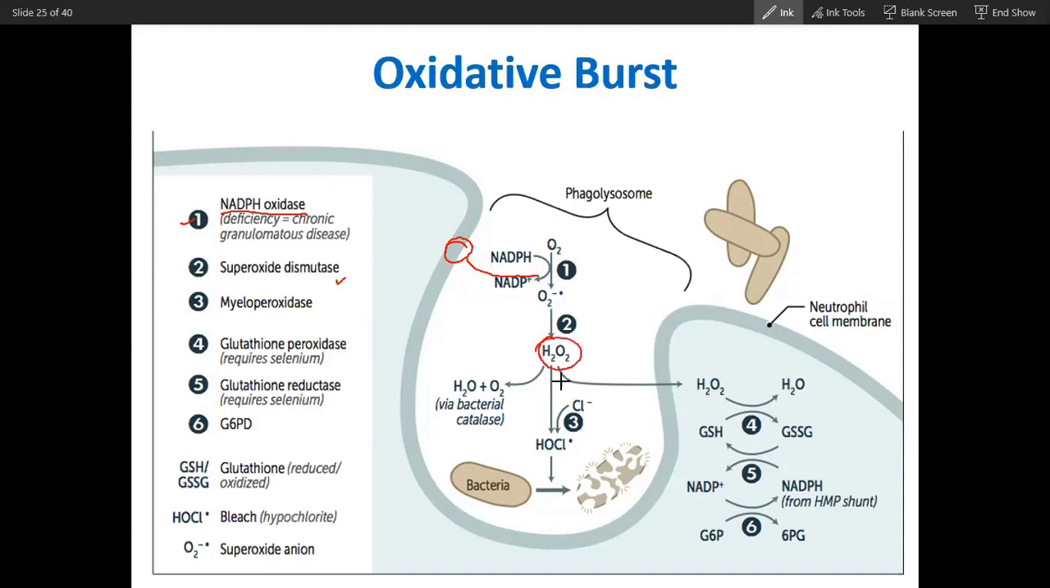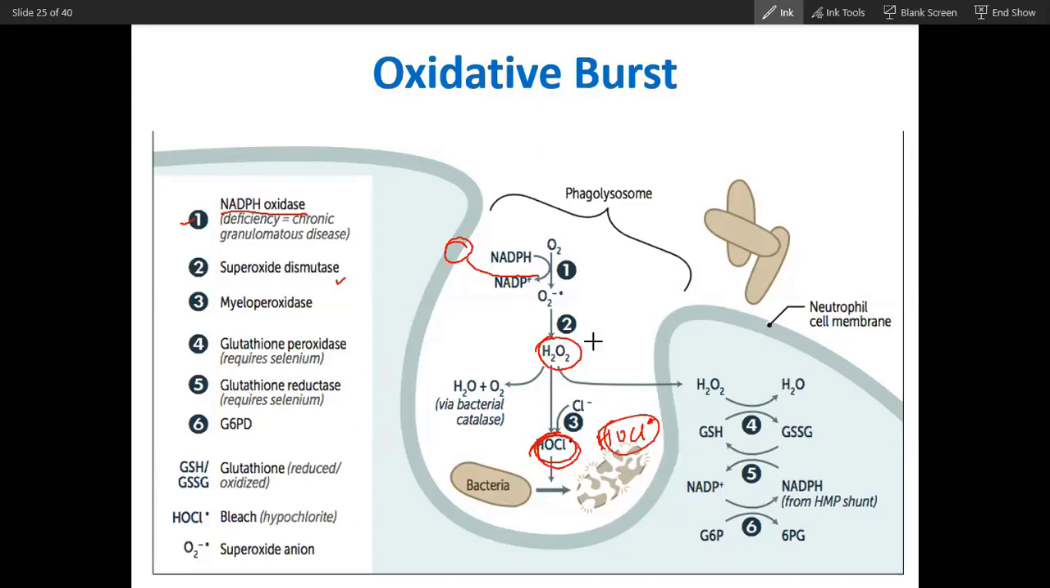This peroxide, I told you, will combine with chloride and form hypochlorous acid. And I told you this hypochlorous acid is very toxic. It is like a missile to bacteria, a molecular missile. So that is why this mechanism is a burst. It will produce the missile and throw it on the bacteria, and this hypochlorous acid will damage the bacteria. So this is the mechanism of production of hypochlorous acid.